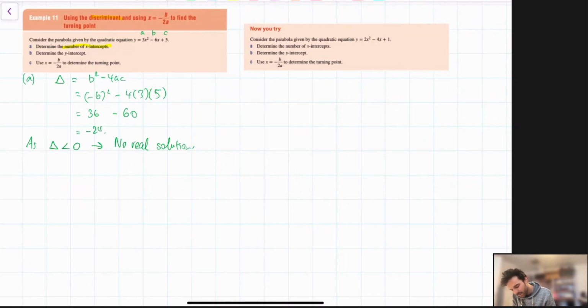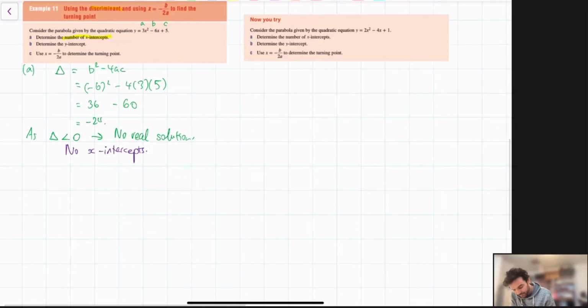What does this mean? It means there's also no x-intercepts. So if you picture this graph, it's going to be missing the x-axis. So it might be bouncing down here, here's the x-axis, or it's bouncing up here, there's the x-axis. So we've done A there, we can say there's no real solutions. B, determine the y-intercept. X is 0, plug it in, and we can see that y would have to be 5. So therefore, 0, 5. That's really nice, that one.